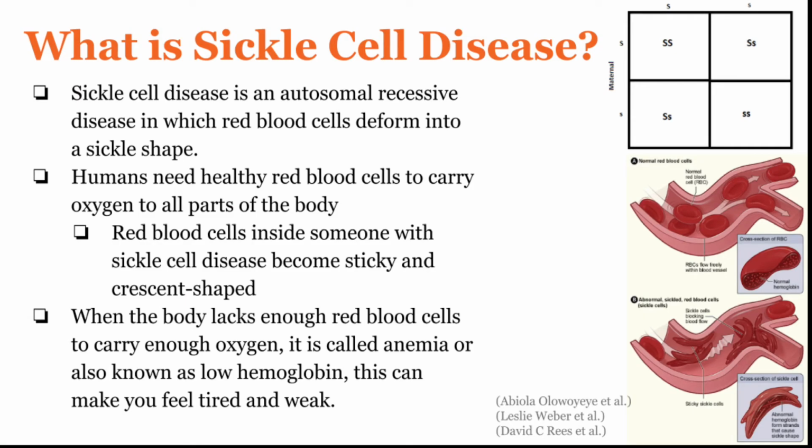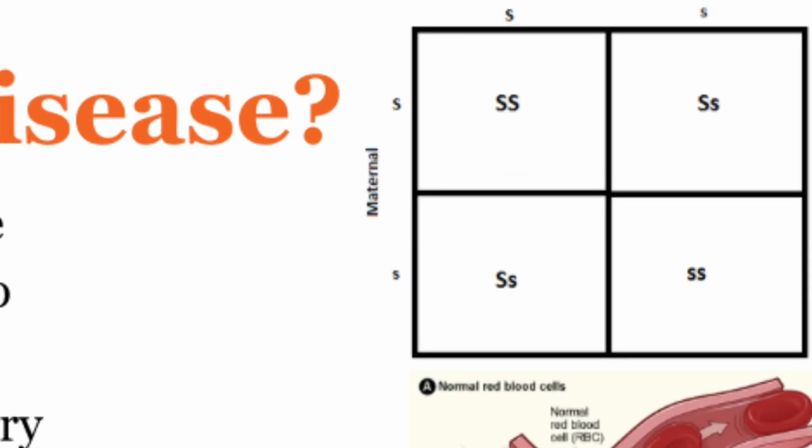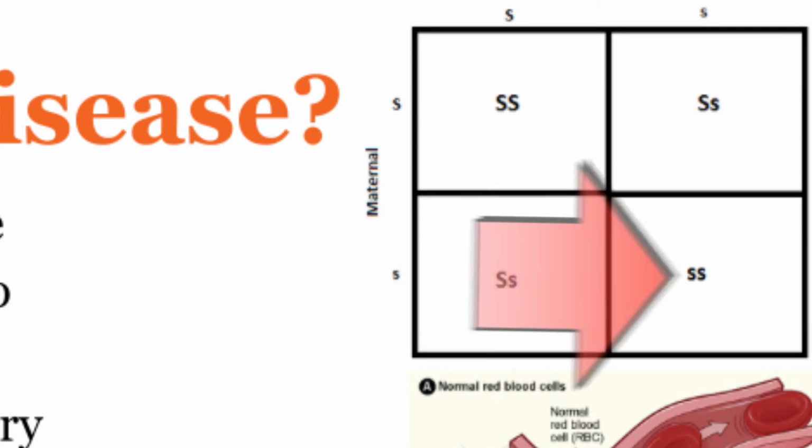So before I dive into how sickle cell disease can be treated, I first need to cover what sickle cell disease exactly is. Sickle cell disease is an autosomal recessive disease in which red blood cells deform into a sickle shape. The Punnett square on this slide shows that if two parents are heterozygous for sickle cell disease, for each child they have, there is a 25% chance that they will have sickle cell disease.